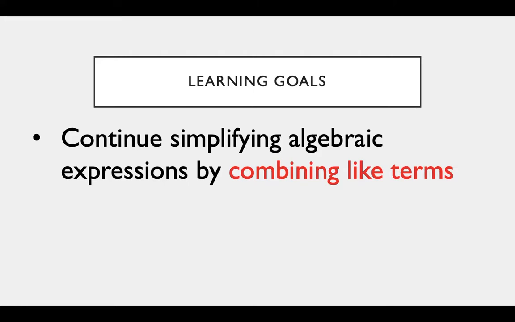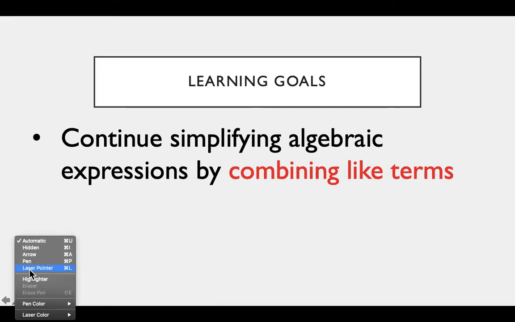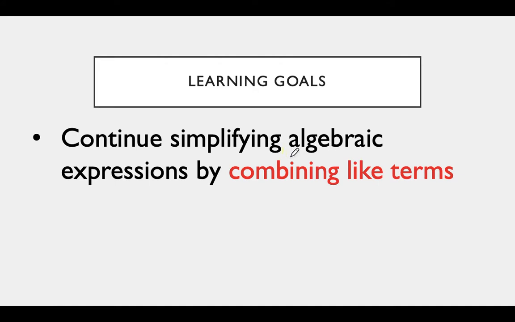In this video lesson, to wrap up this week, we are going to continue simplifying algebraic expressions by combining our like terms, okay? Just remember the difference between a numerical expression and an algebraic expression. The keyword in algebraic is that we will see some variables in that expression, okay?